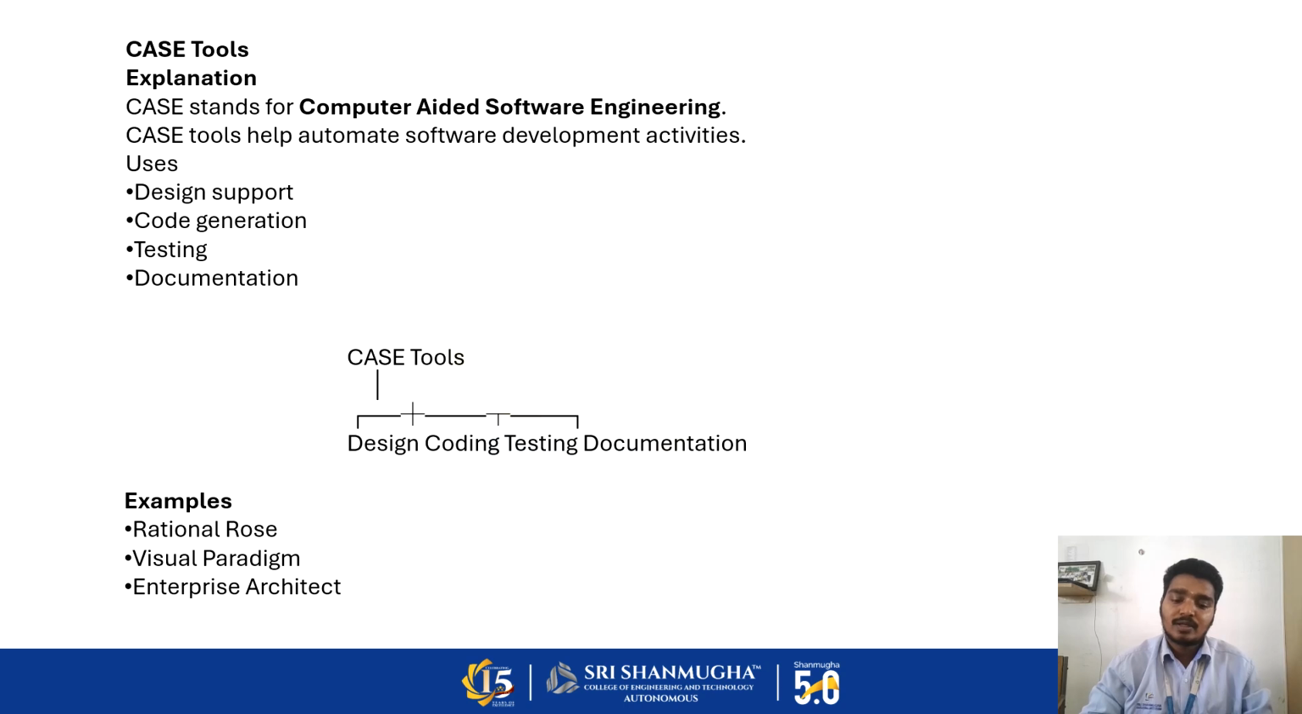These tests are the unit test, integration test, and system test. The tests give the proper documentation for the CASE tools. So the CASE tools work for design, coding, testing, and documentation. Examples are Rational Rose, Visual Paradigm, and Enterprise Architect. These are example CASE tools working for the software development process.